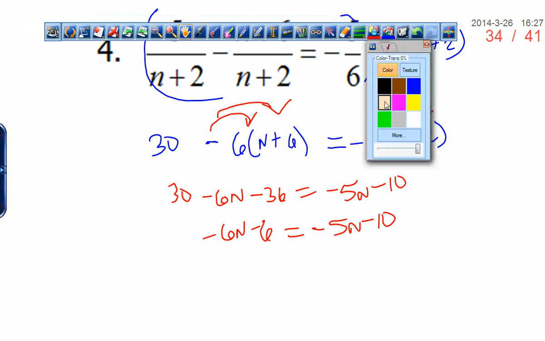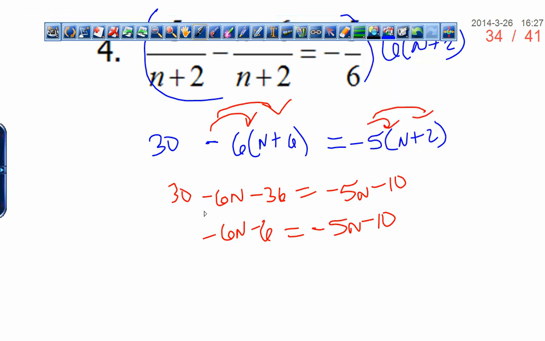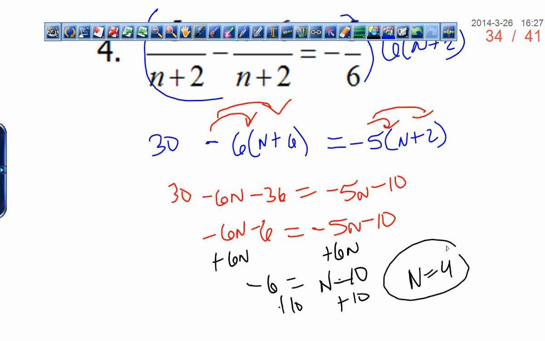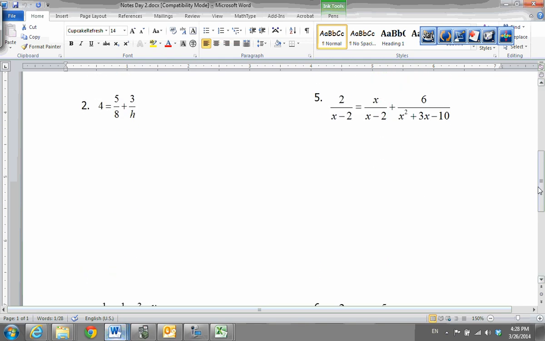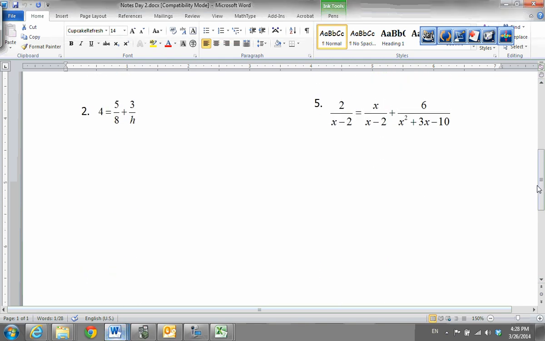I would recommend doing the 6n, negative 6n, because I don't like negative numbers. So I got negative 6 equals n minus 10. We add 10 to both sides. And n is 4. Okay? All right, go and try 5 and 6, and then we'll go ahead and talk about them. Here's a chance to pause.